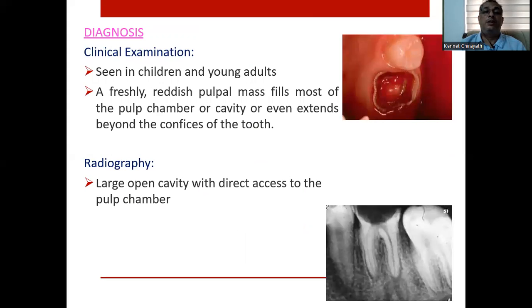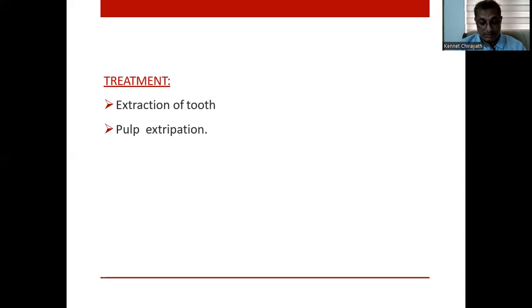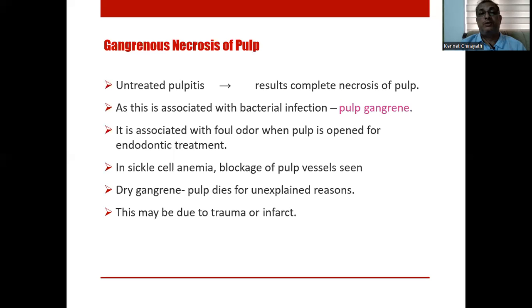Now, diagnosis: seen in young patients, young children and young adults. A fresh red pulp mass fills most of the pulp chamber or the cavity or even extends beyond the confines of the tooth. A large open cavity with direct access to the pulp chamber. Treatment is extraction of the tooth or pulpectomy.